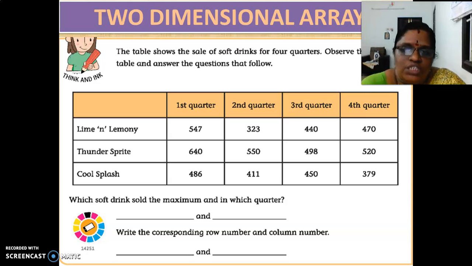The table shows the sale of soft drinks for a think and think session. Observe the table and answer the question. Which soft drink sold the maximum and in which quarter? The maximum sale is 640, and it is in the first quarter, that is Thunder Sprite. Which is the corresponding row and column number? Here, the corresponding row is 2 and the column is 1. This is row 1, column 0. Likewise, you want to write it.